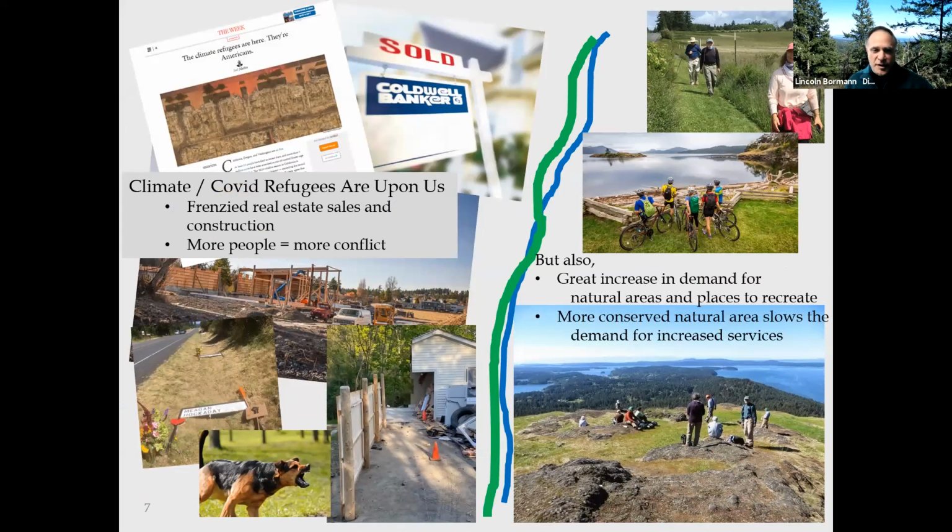The real estate market tells us that pretty clearly, that we've got a lot of sales happening at a really pretty phenomenal pace, as well as construction happening at a phenomenal pace. The more people we have, the more conflict we have, but also there's a great increase in demand for natural areas and places to recreate. And the more conserved land we have, it slows the demand for increased services.